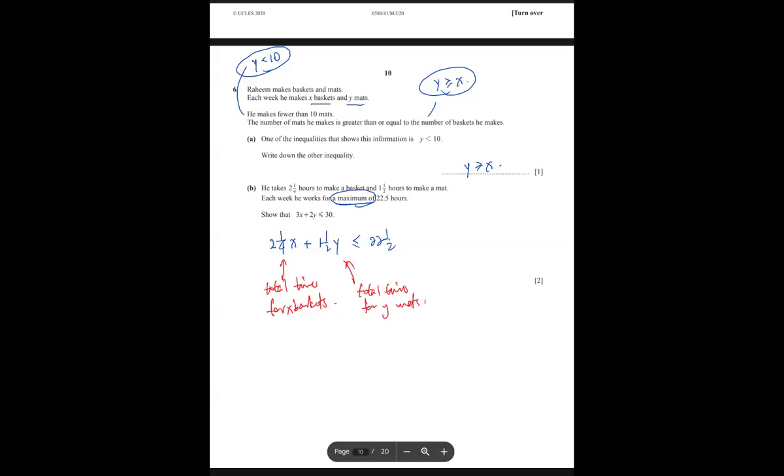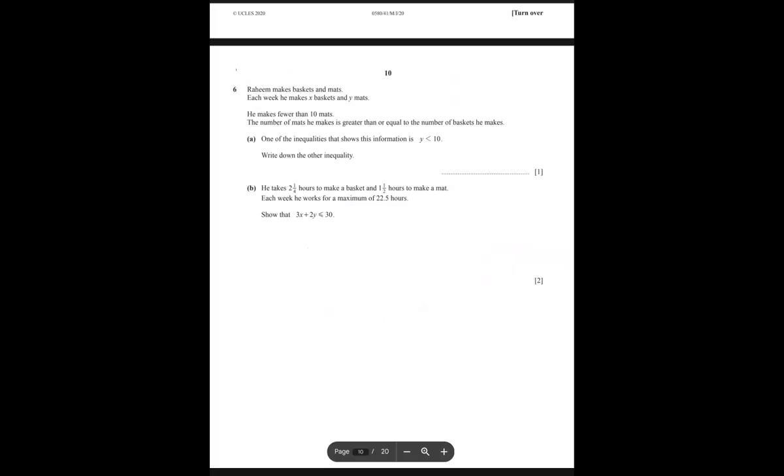Okay, what I'll do first is I'll change this into improper fractions. So 9/4 x plus 3/2 y is less than or equal to 45/2. Okay, then I multiply by 4 throughout. Okay, then I divide by 3. Okay, that's it. Okay, I think the next portion is related.